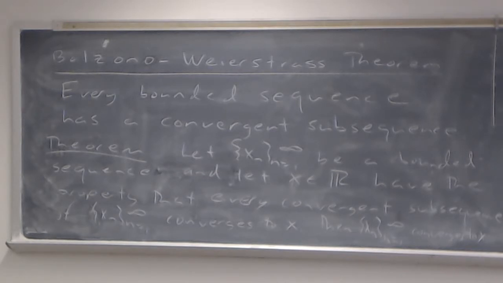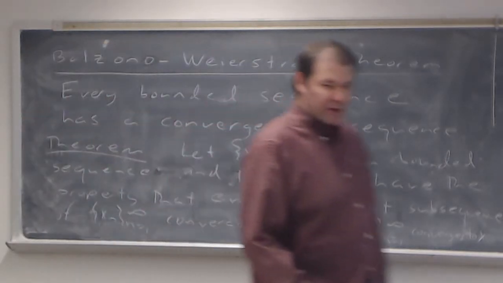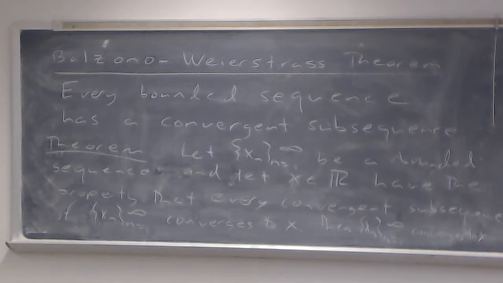We want to prove that. So what is it that we want to prove? We want to prove that if you give me some bounded sequence, and there's this number x out there, such that every convergent subsequence of our sequence converges to that number x, then what has to happen is the original sequence, the parent sequence, has to converge to x. Okay, let's see how the proof of that goes.